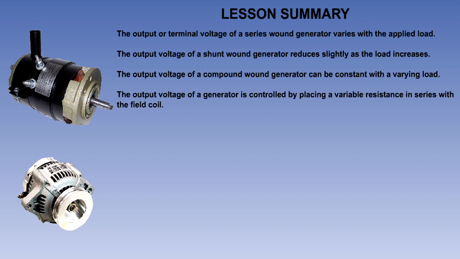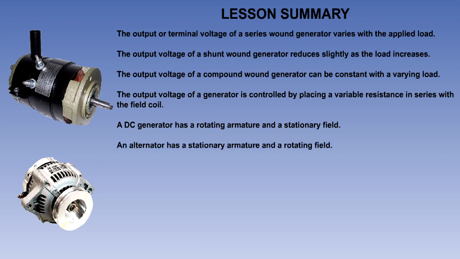The output voltage of a generator is controlled by placing a variable resistance in series with the field coil. A DC generator has a rotating armature and a stationary field. An alternator has a stationary armature and a rotating field. The AC output of an alternator is converted to DC using diode rectifiers.